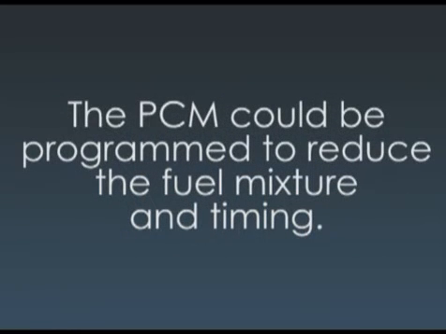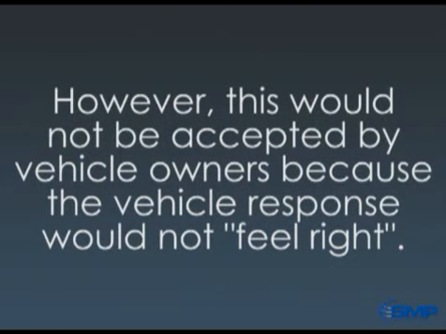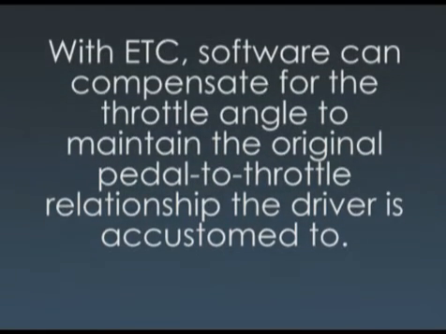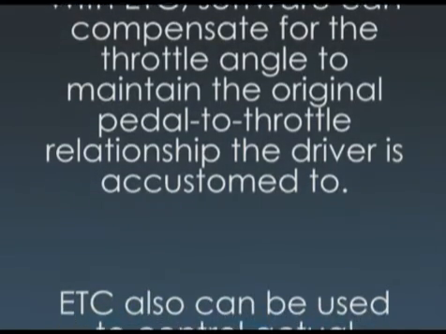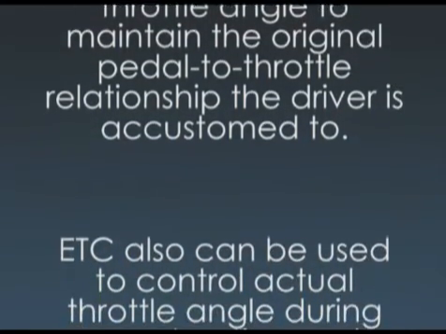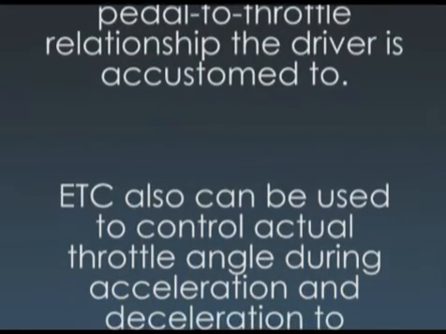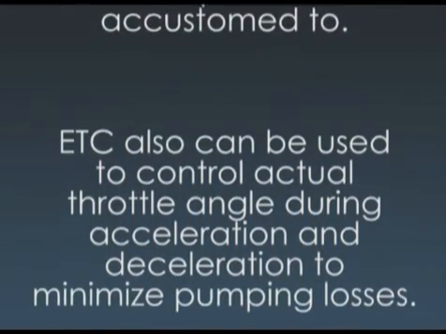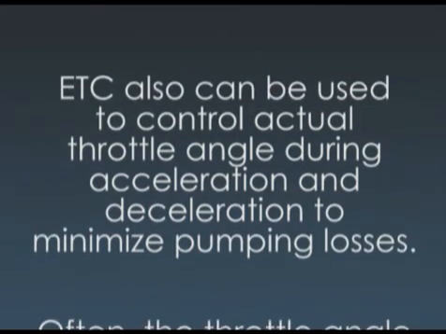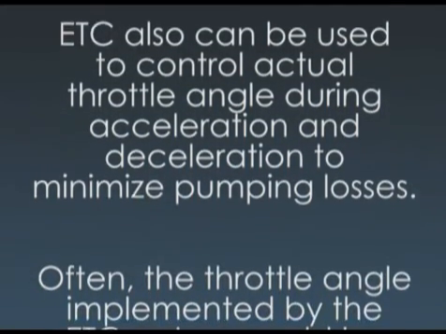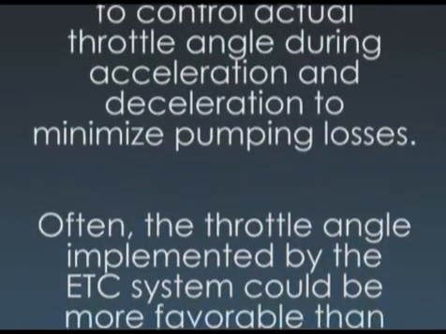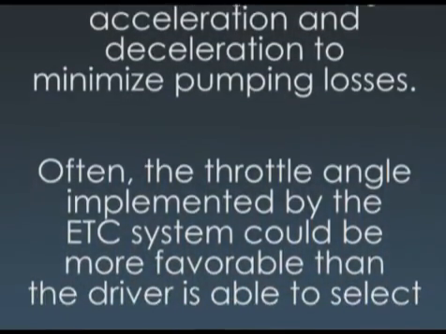The PCM could be programmed to reduce the fuel mixture and timing so the driver needs to depress the throttle further to achieve the same speed and reduce pumping losses. However, this would not be accepted by vehicle owners because the vehicle response would not feel right. With ETC, software can compensate for the throttle angle to maintain the original pedal-to-throttle relationship the driver is accustomed to. ETC can also be used to control actual throttle angle during acceleration and deceleration to minimize pumping losses. Often, the throttle angle implemented by the ETC system could be more favorable than the driver is able to select.